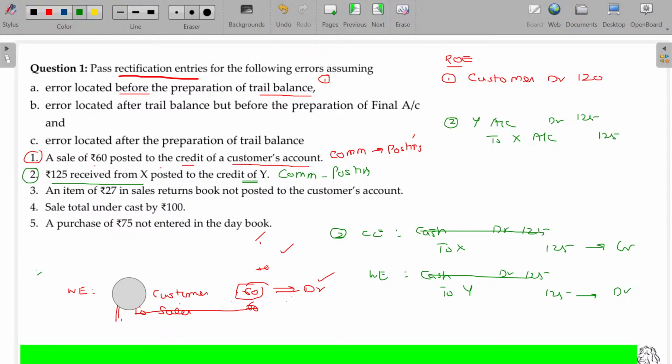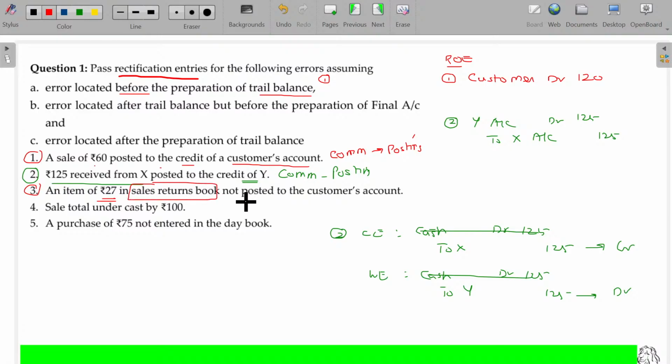Third one. So I told you to copy this immediately. Don't miss this. Third one: an item of 27 in sales return book not posted to the customer's account. This is an error of omission, complete omission. An item of 27 in sales return book omitted. In case of omission, you just pass the entry. There is no complication. So third one: sales return account debit to customer account, the value being 27.